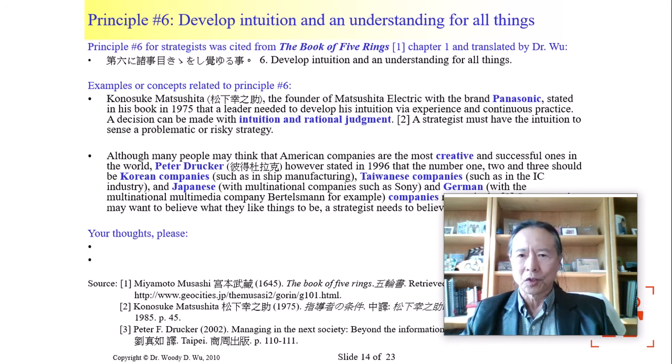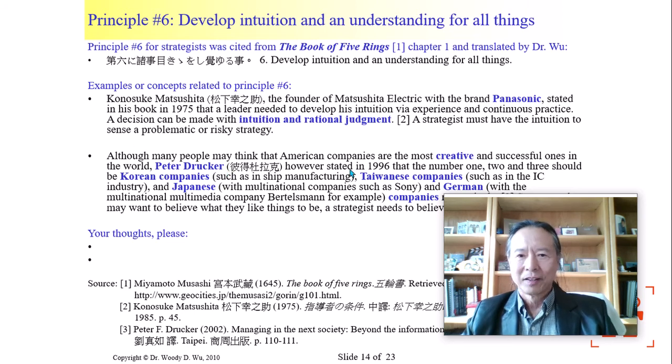Dr. Woody Wu suggests a strategist must have the intuition to sense a problematic or risky strategy. This is needed, and this is difficult. How many of you have seen the COVID-19 pandemic coming, or have prepared for that? I don't know, not me. I didn't see it coming.